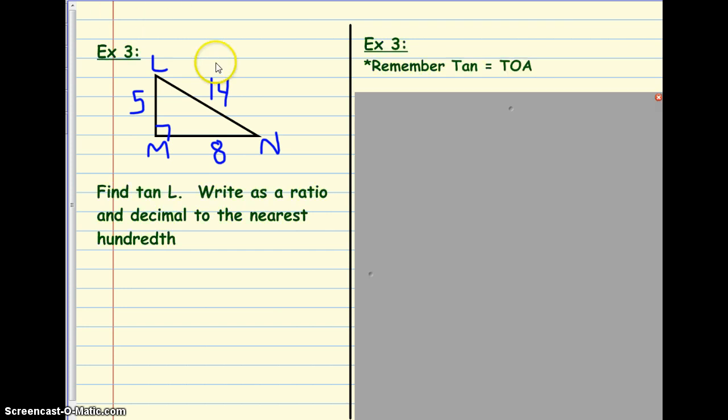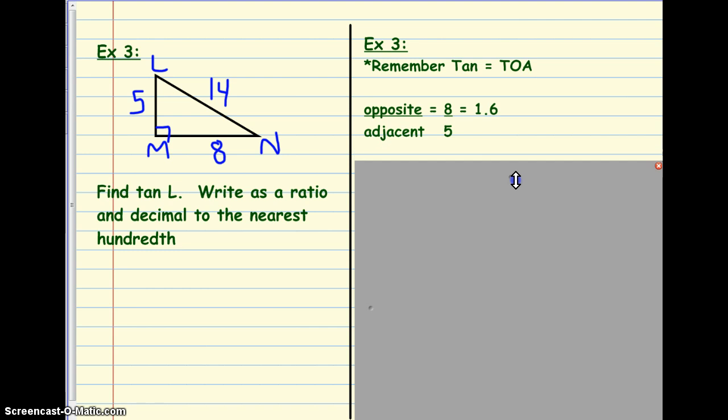Example 3. Tangent. Well, the tangent is TOA, opposite over adjacent. So we're going to go from L, and the opposite side is all the way across from L, which is 8, and the adjacent is the side that is touching L but is not the hypotenuse. So that's 5. So this is going to be 8 divided by 5, which is 1.6.